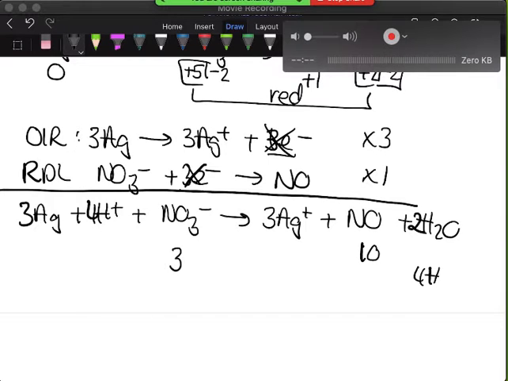Miss, yeah, go for it. Miss, how are you getting the four for hydrogen? Okay, so over here I have put in 2H2 is 4 hydrogen.